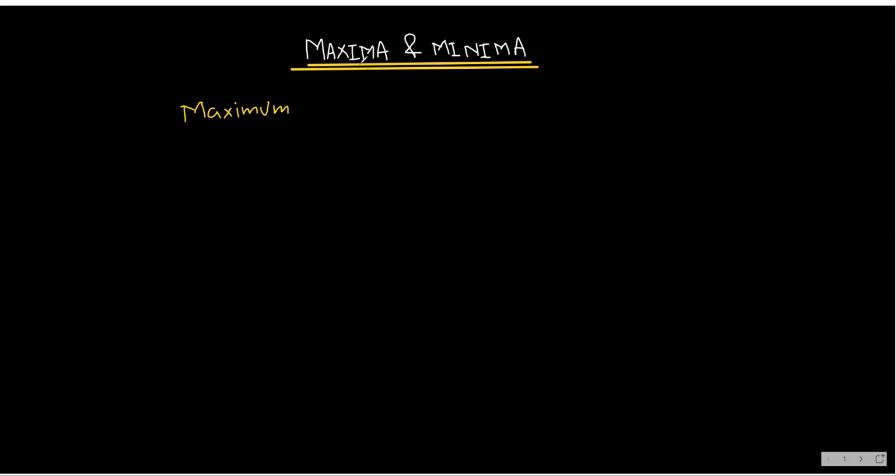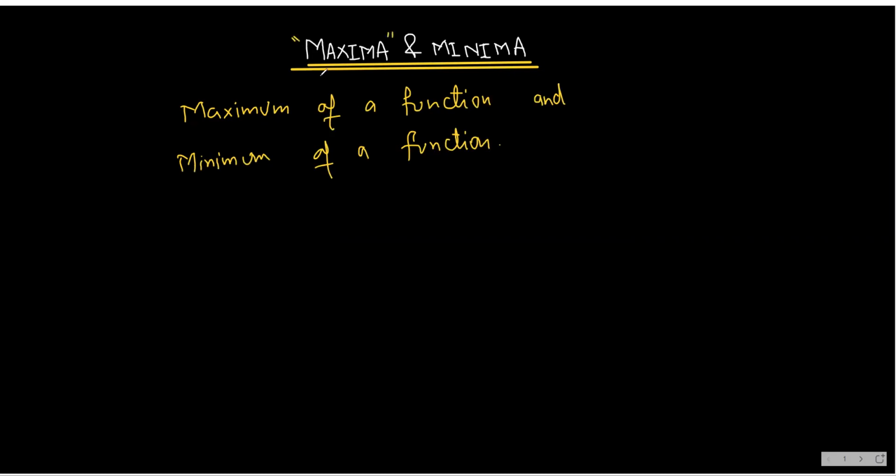So when I say maxima and minima, what we mean is maximum of a function and minimum of a function. This is what we mean. When we say maxima, what we mean is maximum of a function. By minima, we mean minimum of a function.